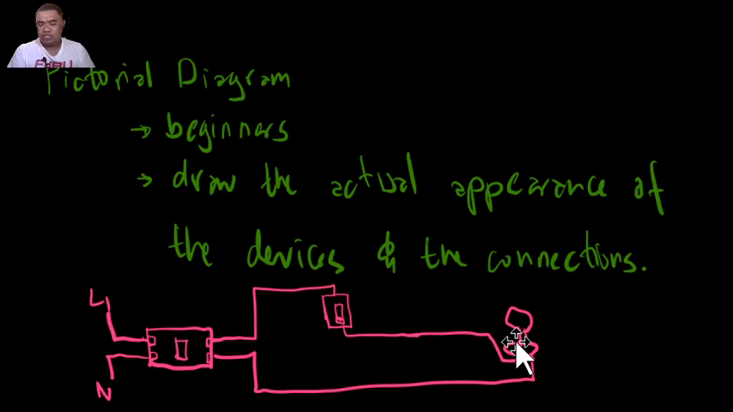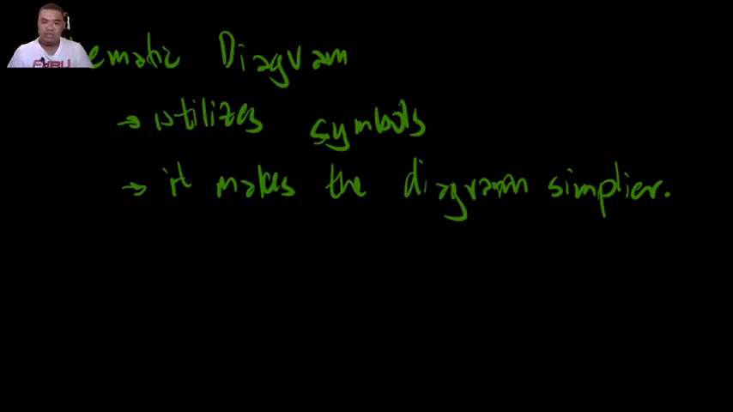So what if we have 10, 15, or 20 light bulbs, and then we have five single pole switches? Then it will become much more complex, and our diagram will also cover a lot of space on our paper or our plans. That's why we will have a schematic diagram, because in the schematic diagram we are only utilizing symbols.